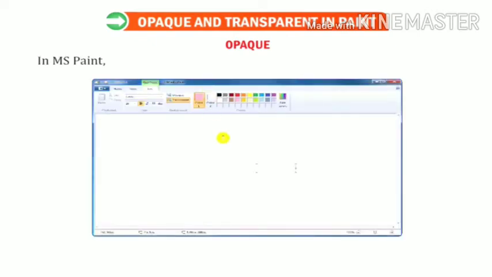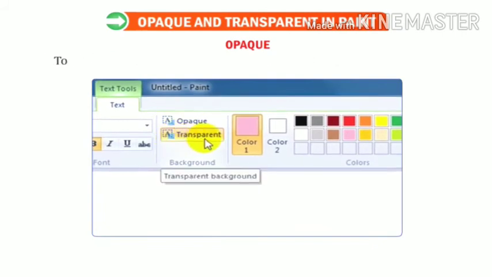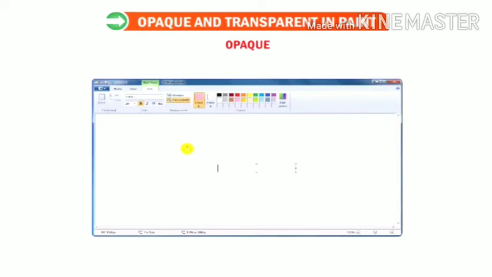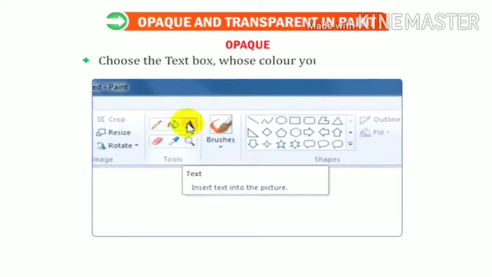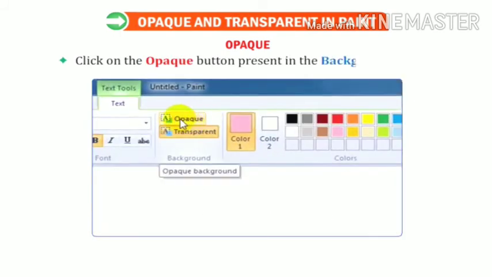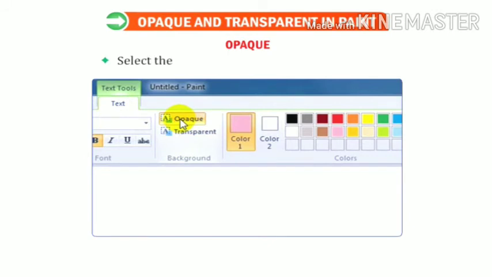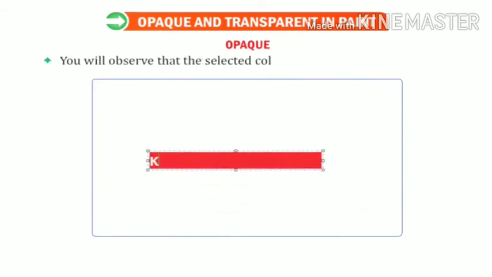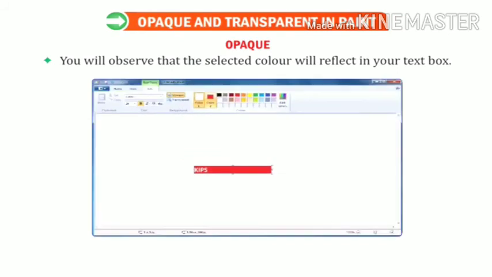Okay, students, let us find out opaque and transparent. Opaque. In MS Paint, by default, the background color of a text box is transparent. To change the background color of the text box, follow these steps. Choose the text box whose color you want to change. Click on the opaque button present in the background group. Select the Color 2 button from the Colors group and select the desired background color. You will observe that the selected color will reflect in your text box.